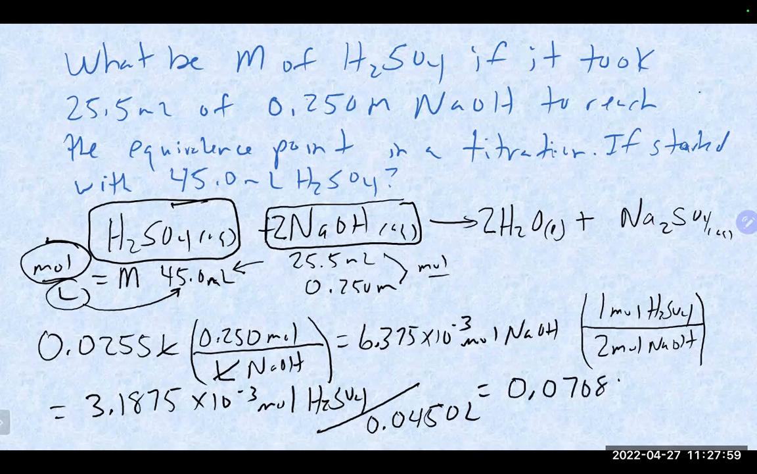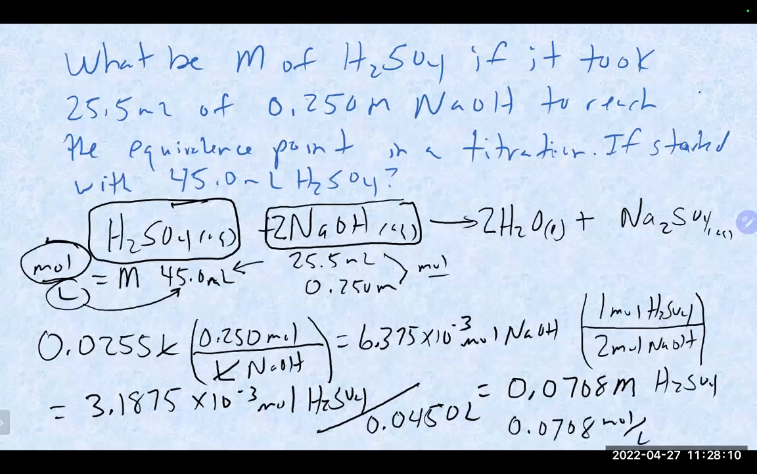0.0708. And again, you can leave it as moles per liter, or you can write the big M for H2SO4, or again, 0.0708 moles per liter. Either way there, since the units do not cancel. Any questions on that?